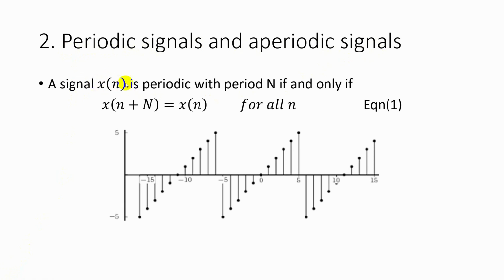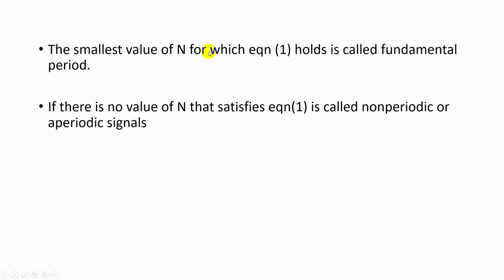A discrete time signal x of n is periodic with the period N if and only if x of n plus the period N is equal to the original signal x of n. This is an example of a periodic signal. Here the signal is repeated after a particular time period. The smallest value of N for which the periodic condition is true, we call it the fundamental period.